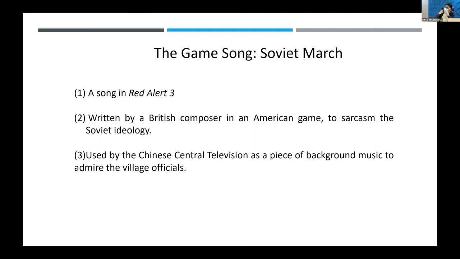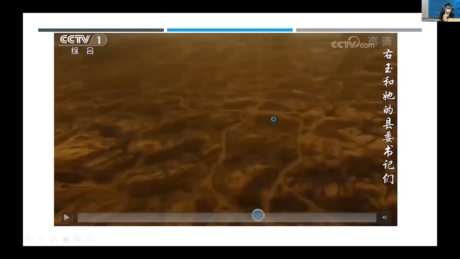But in the internet space, actually the Russians and Chinese really admire this song. It even became the background music of a TV series made by China Central Television. So this song was used to praise the spirit of leaders of a Chinese village in the early 1950s. So the whole sarcasm actually turned into courage, or we say acceptance, in that context. You probably have a feeling of it. Okay.